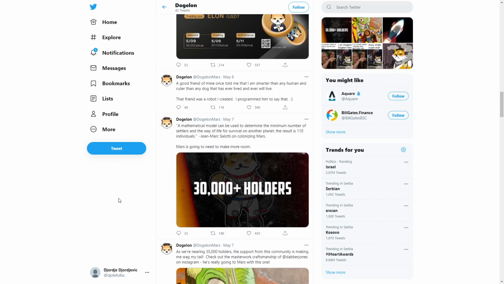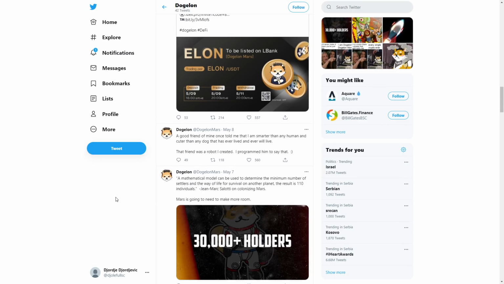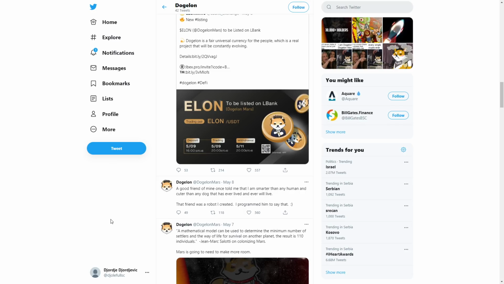It says here, a mathematical model can be used to determine the minimum number of settlers in the way of life for survival on another planet. The result is 110 individuals. Okay, Mars is going to need to make more room because we have over 30,000 holders. Let's go, let's go. So many good things are happening. It says here, a good friend of mine once told me that I am smarter than any human and cuter than any dog that has ever lived and ever will live. That friend was a robot I created. I programmed him to say that.